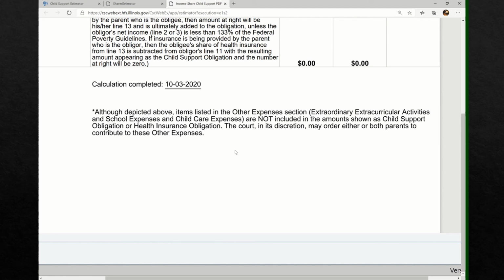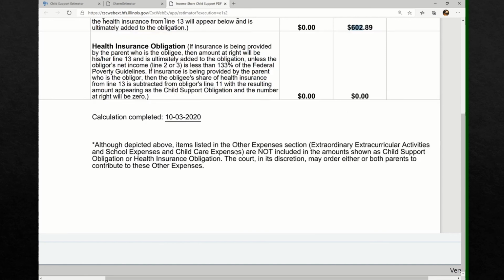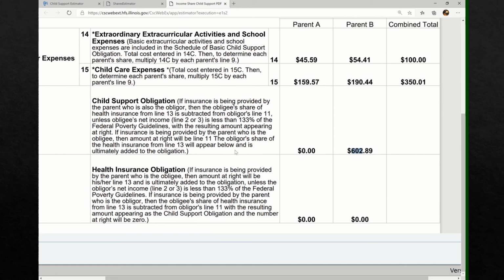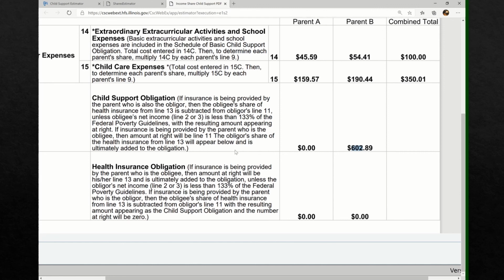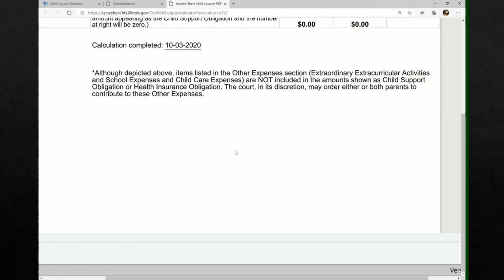For unnecessary or non-necessary expenses, usually what happens is that the court expects that the parents will have an agreement on the expense and then they will share the expense, right? Usually the extracurricular expenses, if they're within a reasonable limit, are approved and shared. The basic obligation is always shared. Anything above that is up to the discretion of the court, and then if the parents agree or not. So as this says, the court in its discretion may order either or both parents to contribute to these expenses.